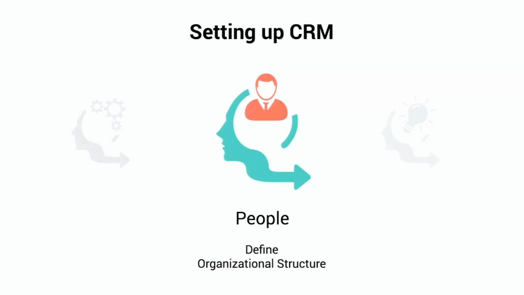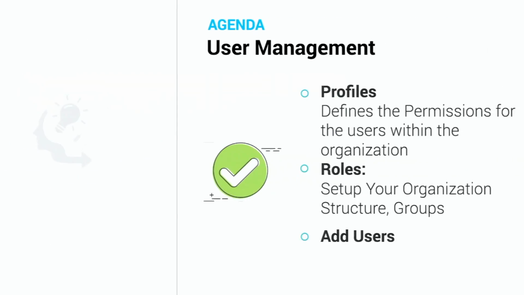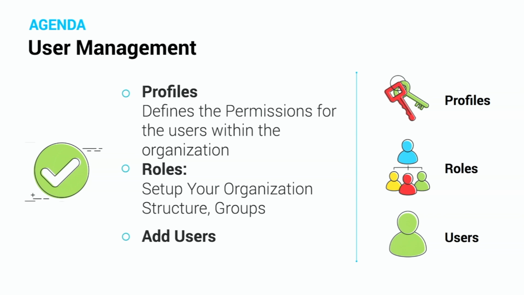You know your people, what they do in your organization, and the level of access they have in the organization and to the data provided to them. You know how to set this up. How we define this in CRM is what we're going to talk about using user management. I'm going to talk about how to set up the permissions for your employees using profiles, implementing the hierarchy using roles, and adding them as users in your CRM organization.